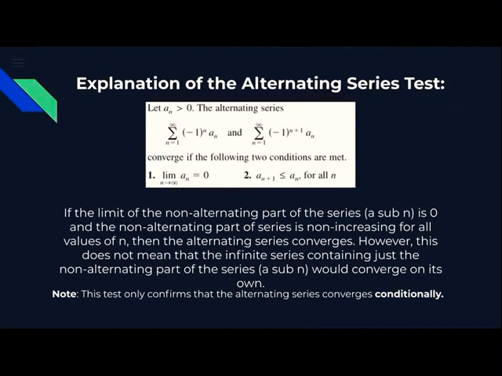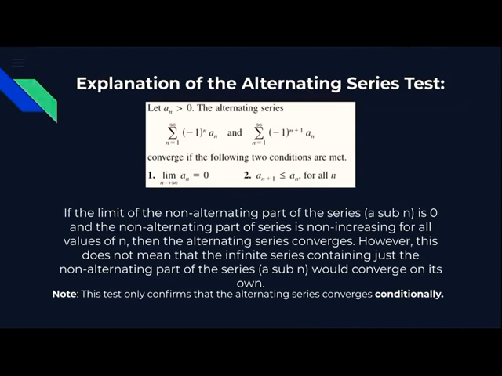So, in this case, a sub n is the non-alternating part of my series. So, a sub n is greater than 0. So, the alternating series, the sum from 1 to infinity of -1 to the n times a sub n, and the sum from 1 to infinity of -1 to the n plus 1 times a sub n. Those are just like two different forms of alternating series. One is negative on even numbers, and one is negative on odd numbers.